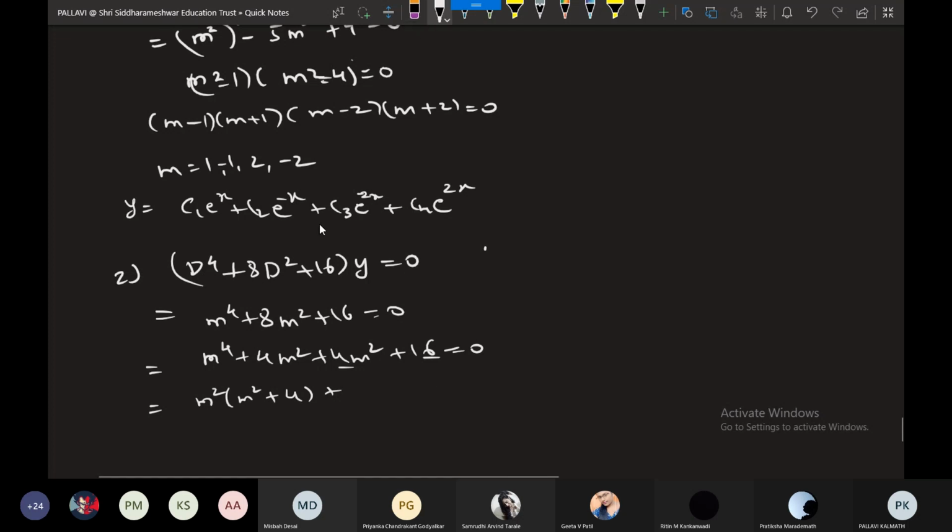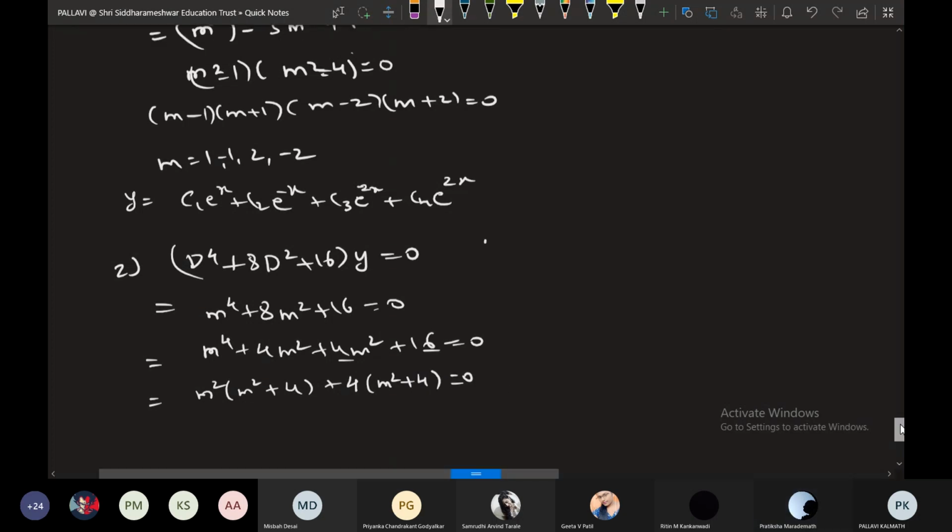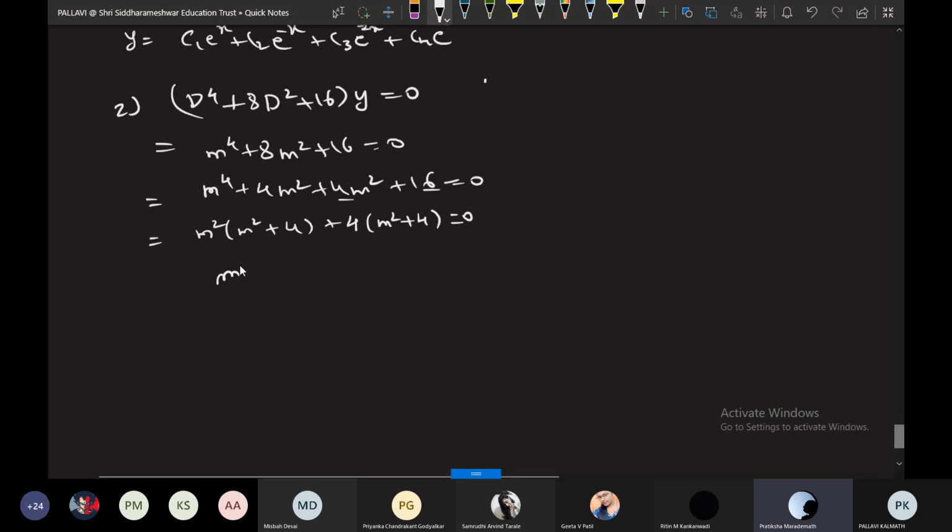See, the way of thinking is different, and the way of solving is different for each individual. You can go for splitting up of the middle term or you can go for synthetic division, right? So take 4 common, and you'll get m square plus 4 into m square plus 4 equals to 0. Hence, what are the two factors? m square plus 4 into m square plus 4 equals to 0.